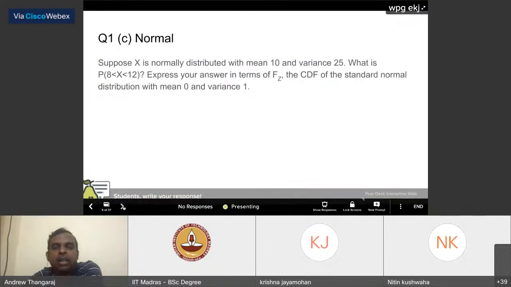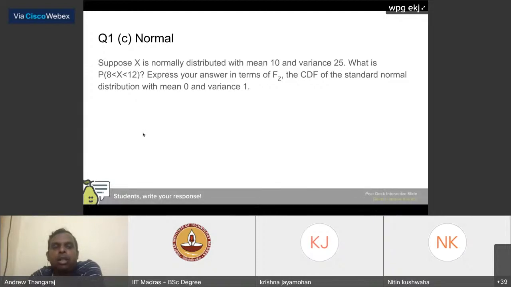So let me go ahead and quickly go to the third question. It says the same setting, same distribution. What is the probability that x falls between 8 and 12? Hopefully by now people are used to it.